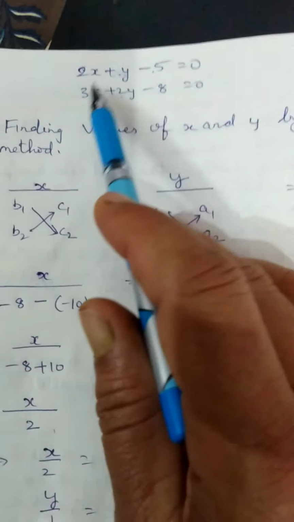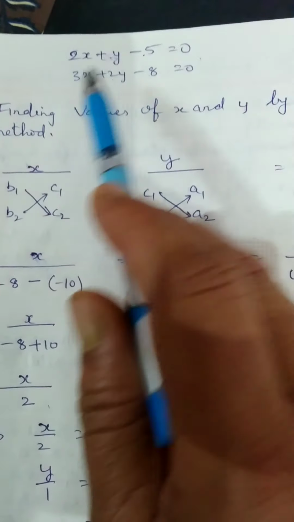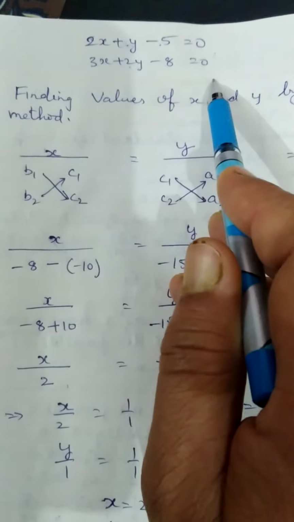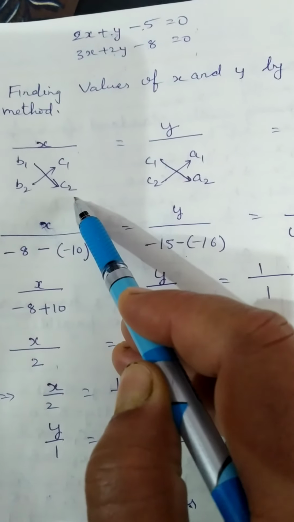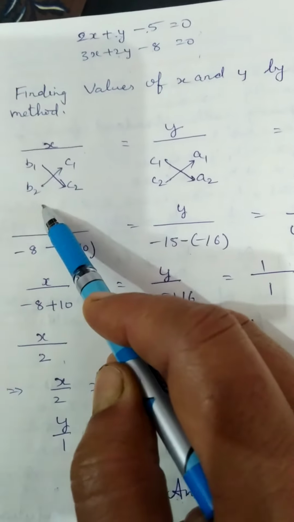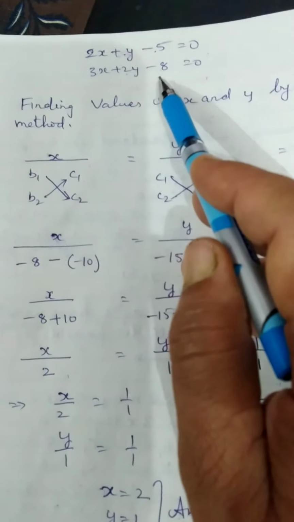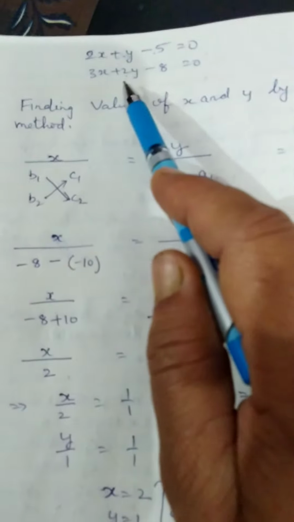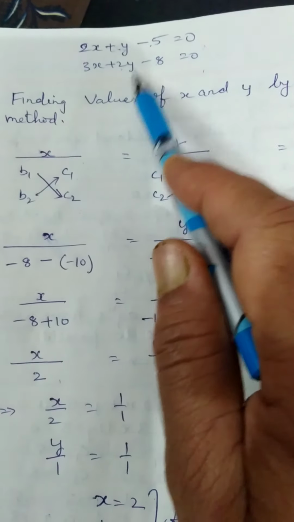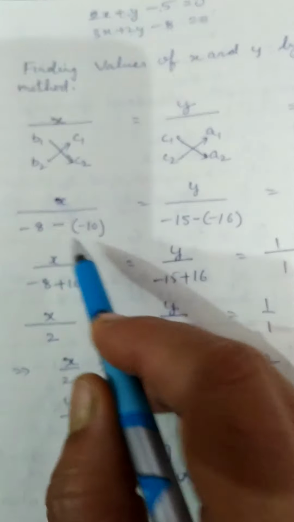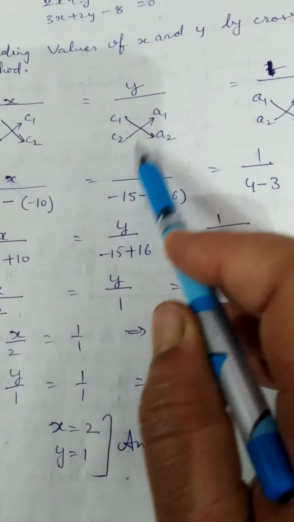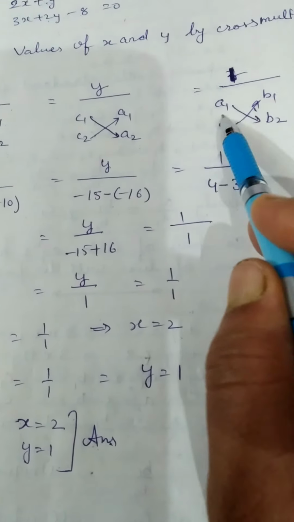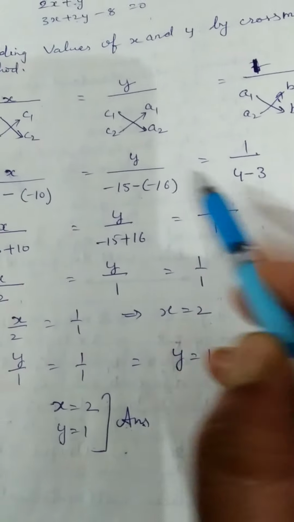Now again, the equations were 2x plus y minus 5 is equal to 0 and 3x plus 2y minus 8 is equal to 0. Now solving by the cross multiplication method, x upon b1 c2 minus b2 c1, means 1 into minus 8 minus 2 into minus 5, then it will be minus 8 minus minus 10. y upon c1 a2 minus c2 a1, we will put the values. a1 b2 minus a2 b1, we will put the values.